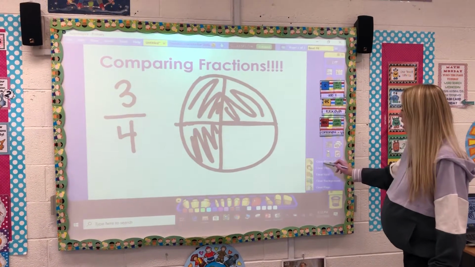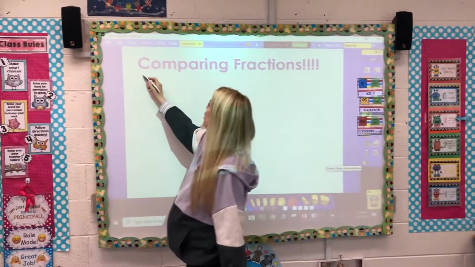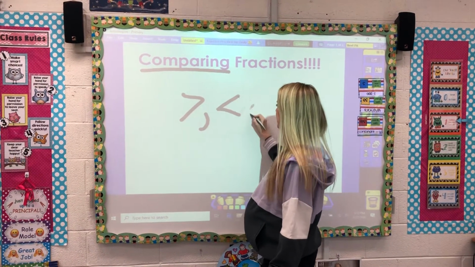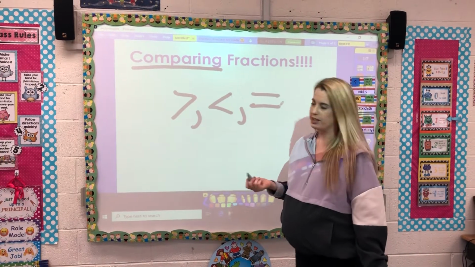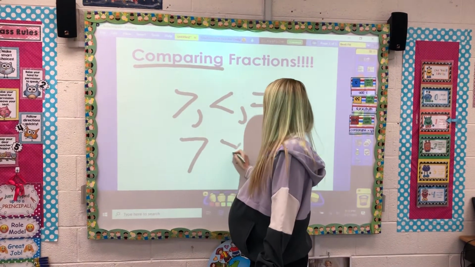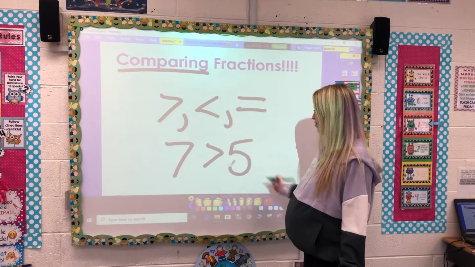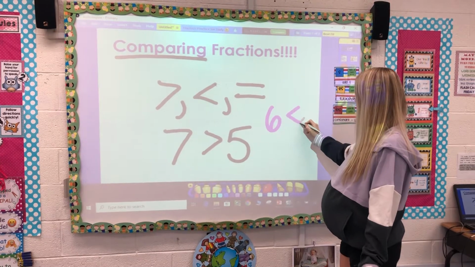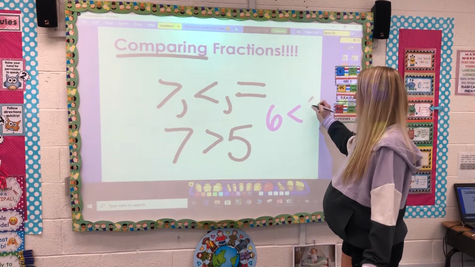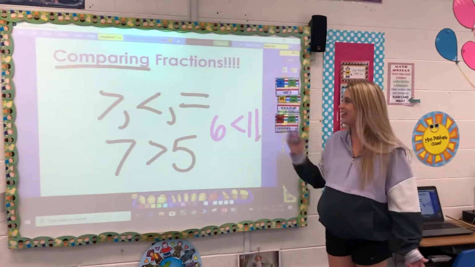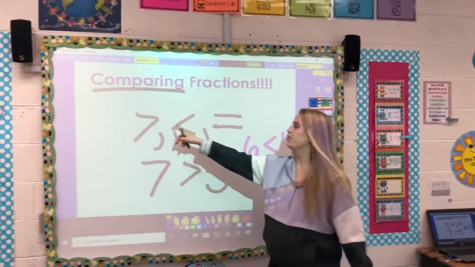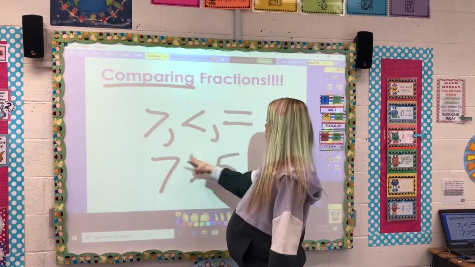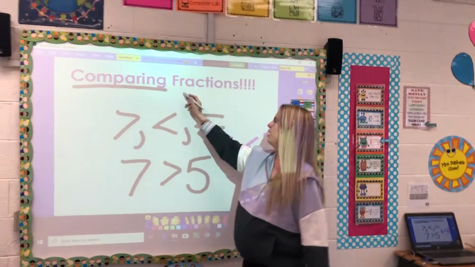Today we're going to talk about comparing fractions. We know that comparing is when we do greater than, less than, or equal to. So for example, we know that 7 is greater than 5, or 6 is less than 11. Okay, so that is just a quick review of greater than, less than, or equal to. So we're not comparing regular numbers today, we're going to be comparing fractions.